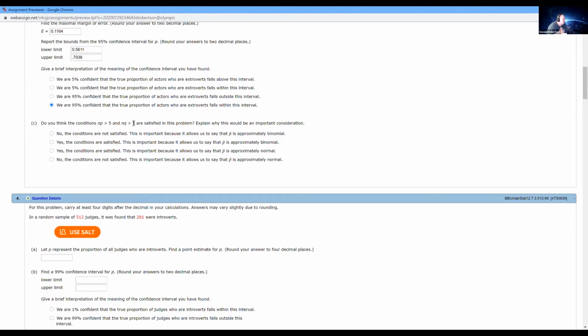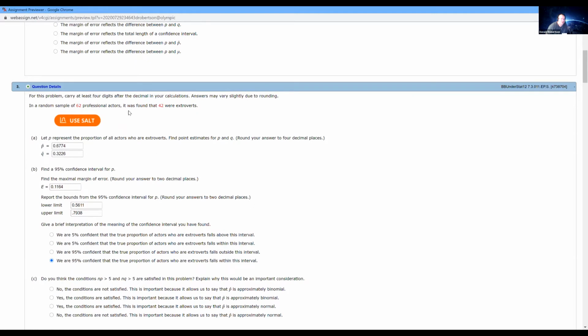That would be the only example that I can come up with in my head where things fall. So here the conditions are at work. You pick the one that says yes, because in this question here, didn't 42 of them say, yeah, I'm an extrovert, but didn't the other 20 then say, no, I'm not an extrovert? Would you agree you get more than 5 in both cases?